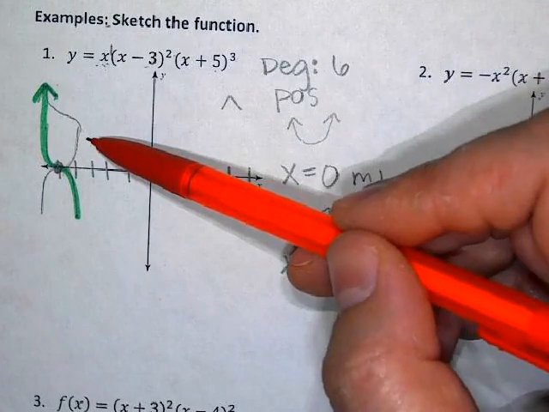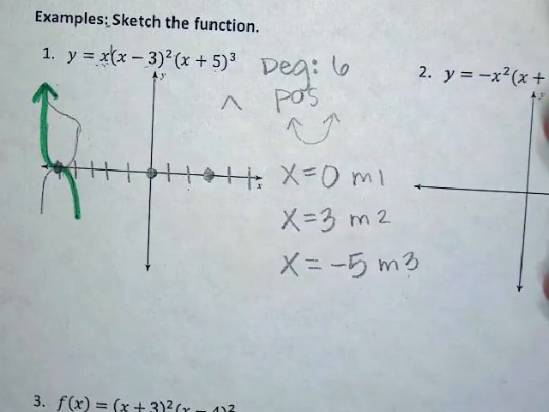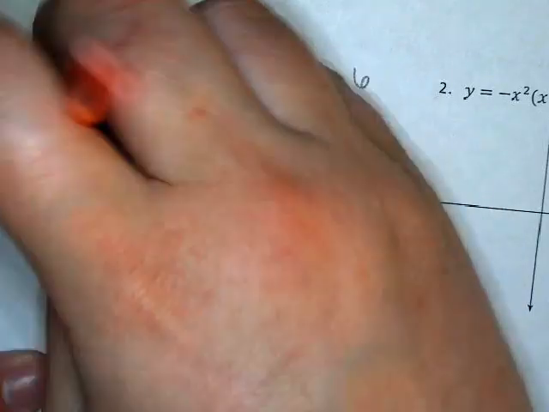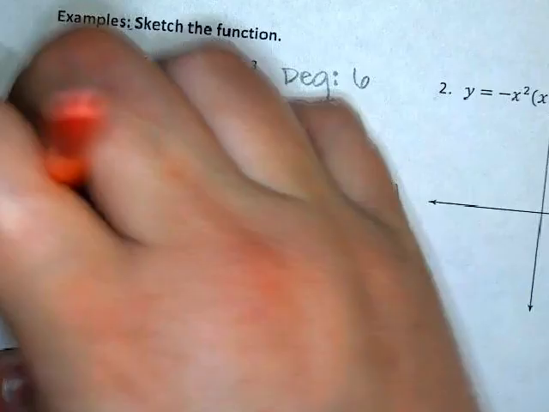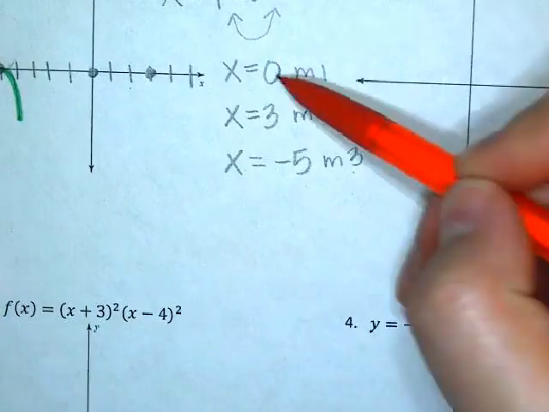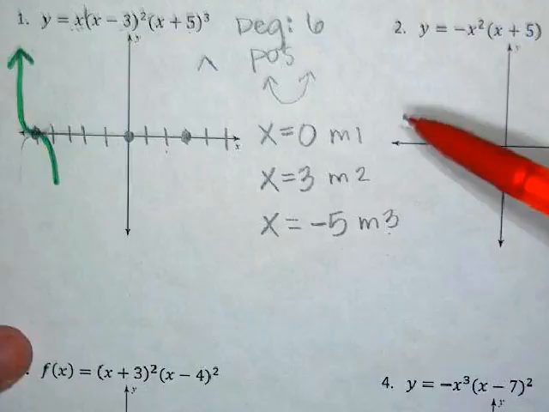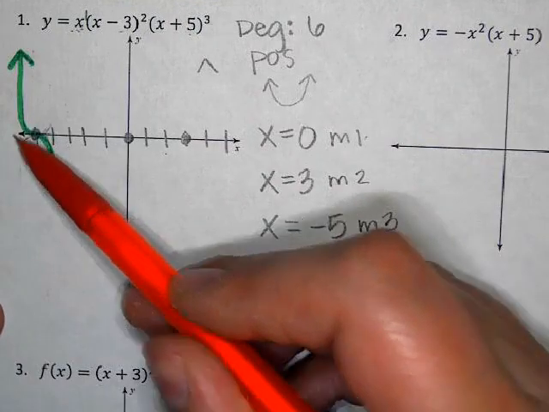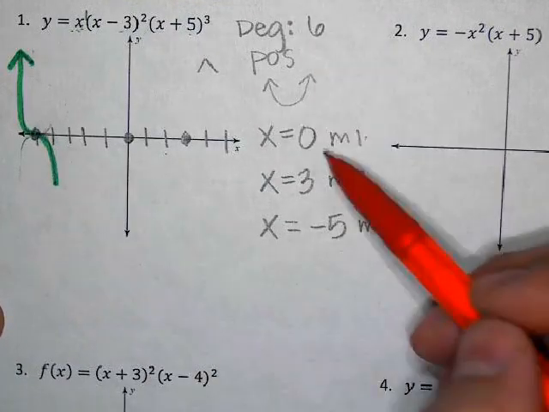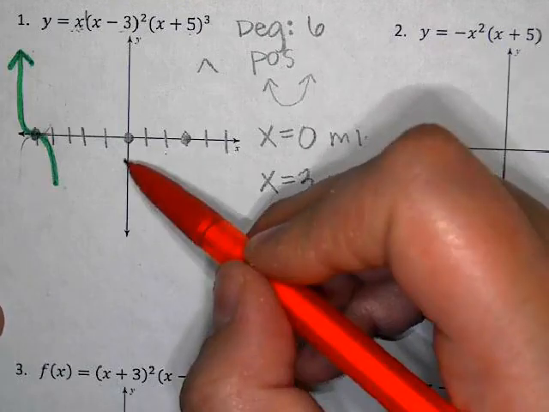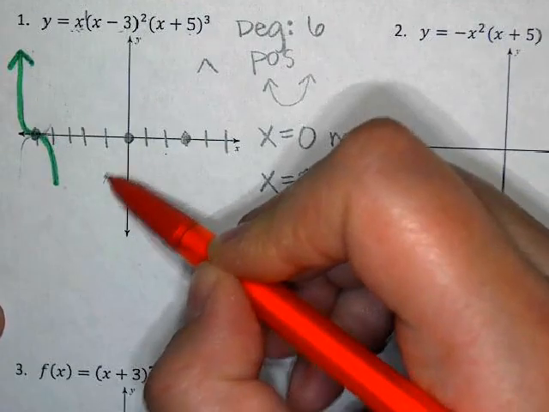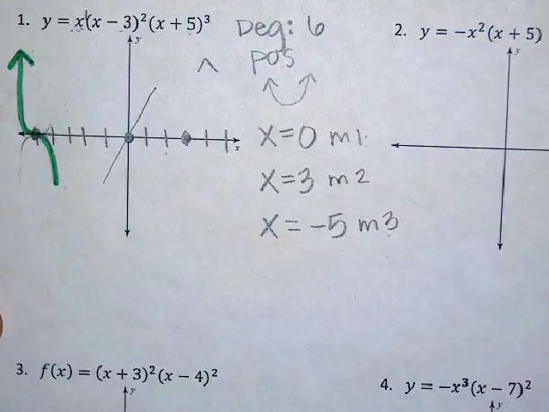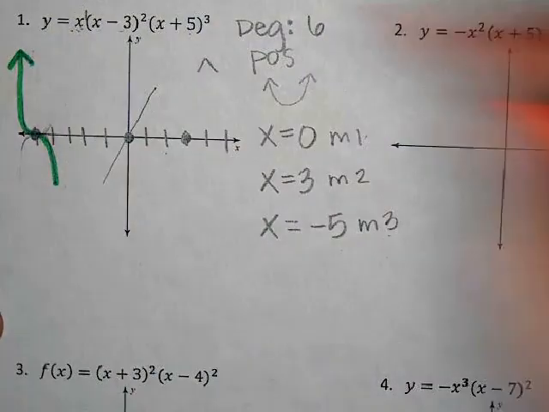Okay, let's try the next one. The next one is through 0. It's a multiplicity of 1. So here I have to connect to my first curve. Okay, so I have two options for a multiplicity of 1. I can draw my slant like this. That's my first option. Or my second option is I can draw my slant like this.